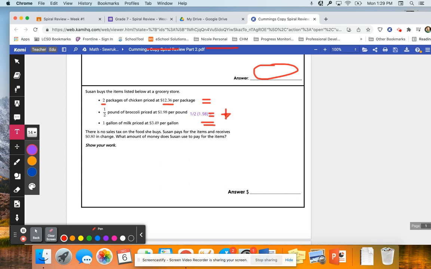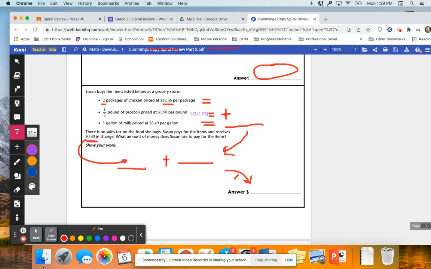A total means to add all 3 numbers, right? So you're going to get an answer there, but that's not what it's asking you for. It's saying she pays for the items and receives 80 cents in change. What amount of money does Susan use to pay for the items? Well, we don't know how much, but we know she got this much back. I might take this 80 cents and add it to the number that you got here to see how much she initially paid for all the items. All right.